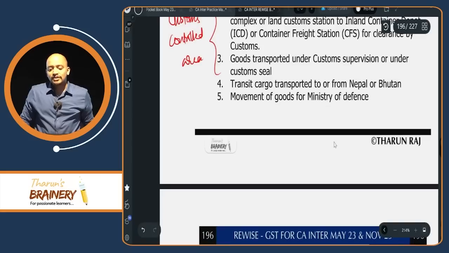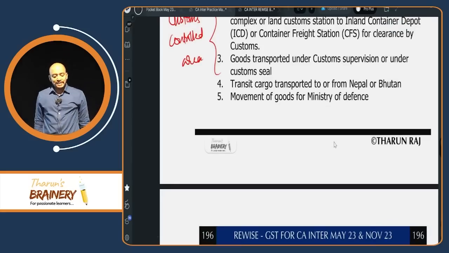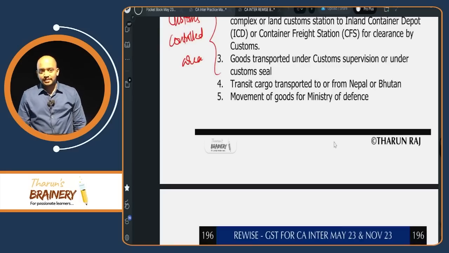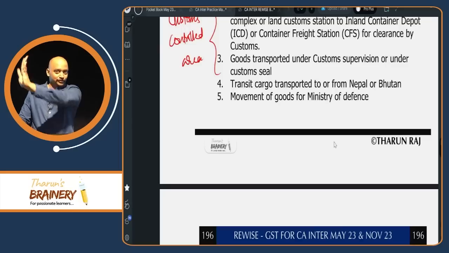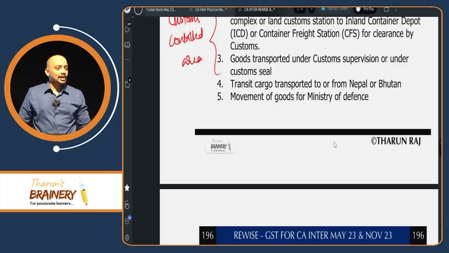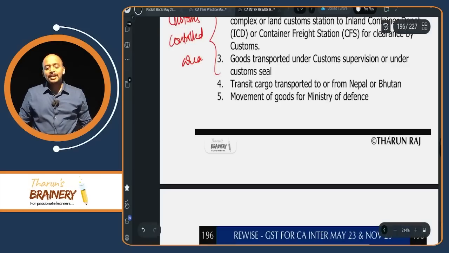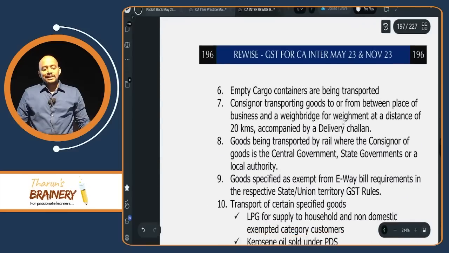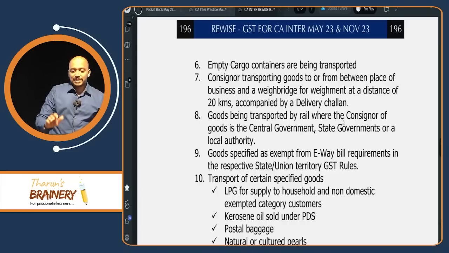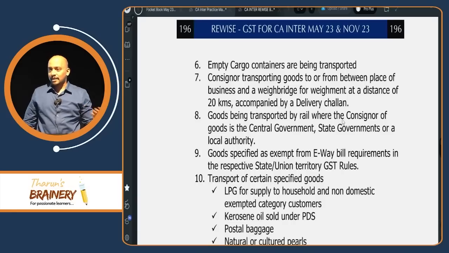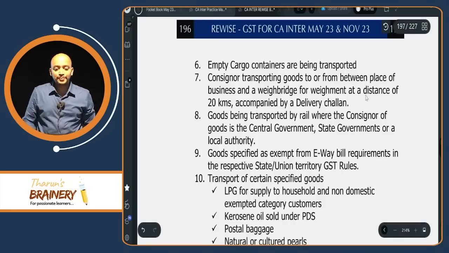Then movement of goods for Ministry of Defence. If they transport any goods, what goods will they be transporting? Arms or ammunition or any weapons, etc. If they announce which vehicle, from where to where, and all, you will stop that vehicle and steal those weapons and fight against the government itself. That's the reason why that does not require e-way bill. Then empty cargo containers are being transported, because there is nothing inside the containers. They are empty containers, so that does not require an e-way bill.